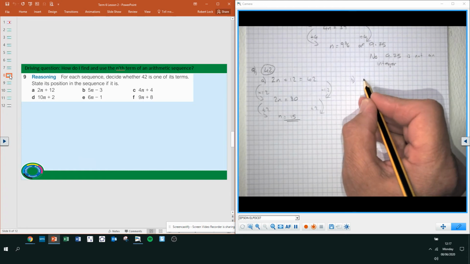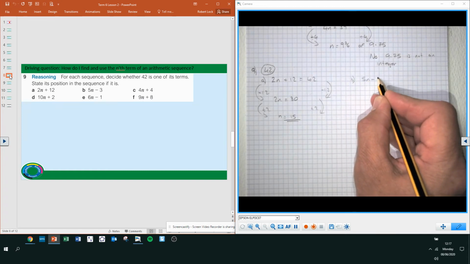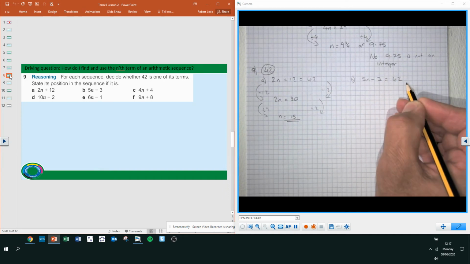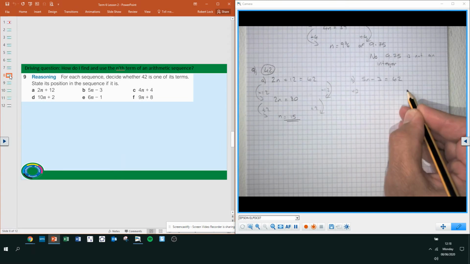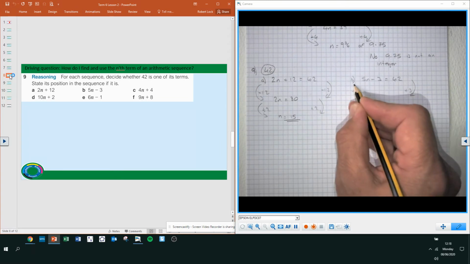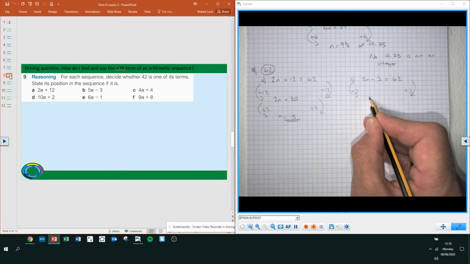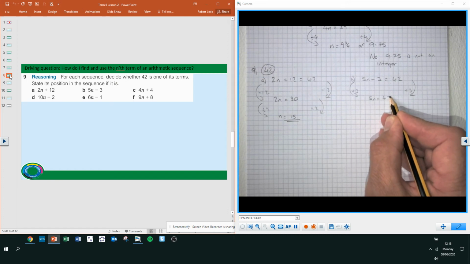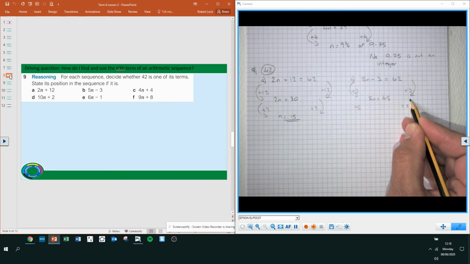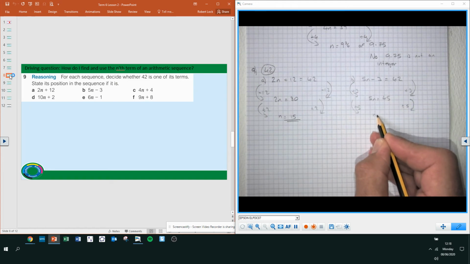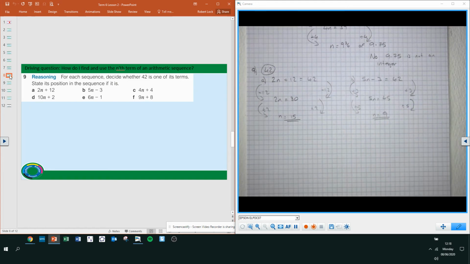B. 5n minus 3 equals 42. Adding 3 on both sides, we'll end up with 5n equals 45. Divide by 5 on both sides. n equals 9. So yes, 5n minus 3 equals 42. 42 will be the 9th term of that sequence.